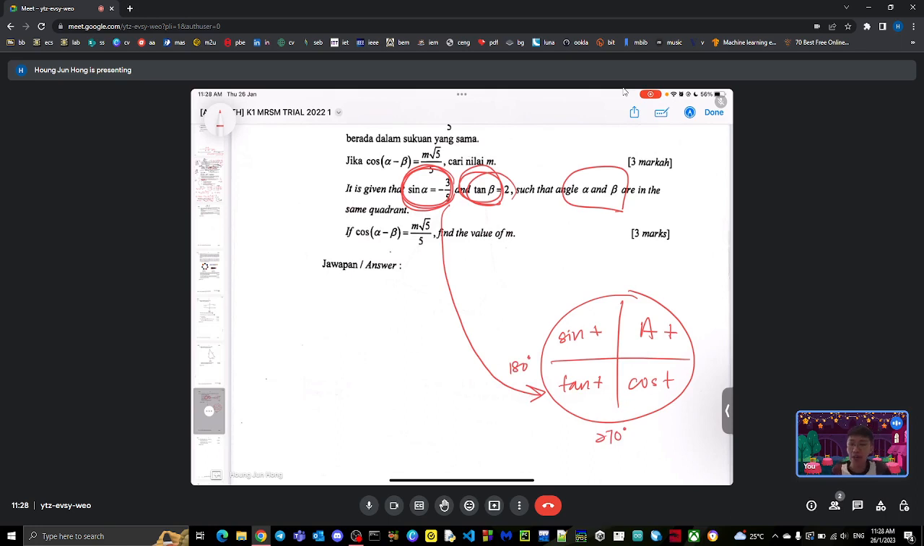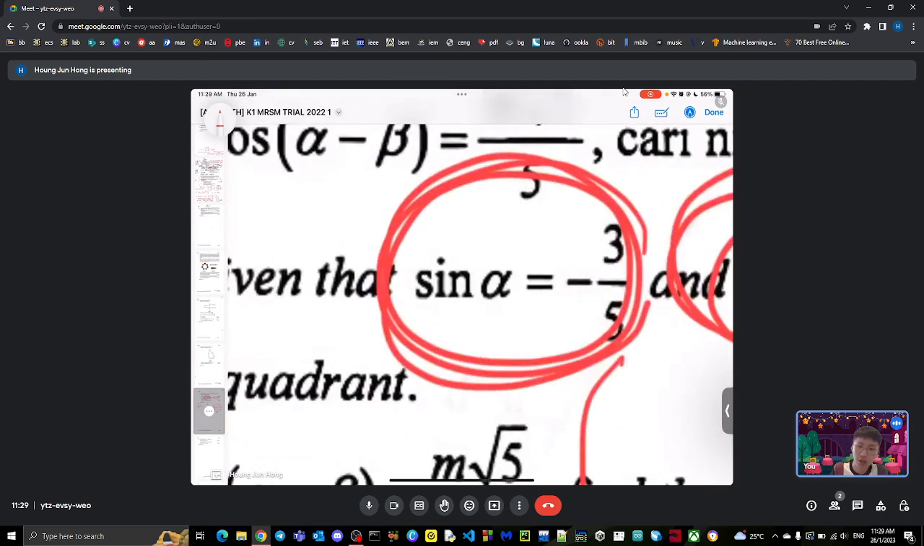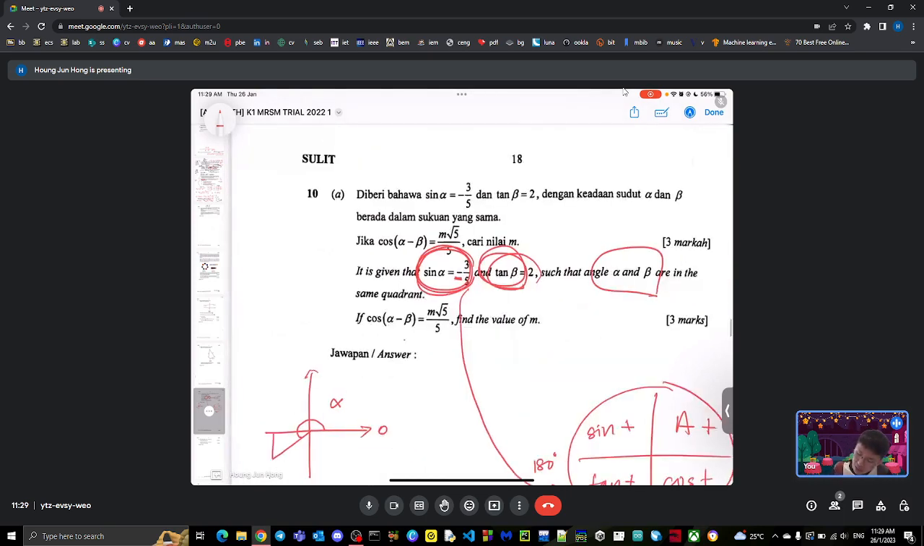So now we know the location of the angle. Now let's work the entire picture of the angle out. The angle should go from 0 all the way to here, and this is our alpha. It says that sine alpha is negative 3 over 5. The first question: how does this negative sign appear?